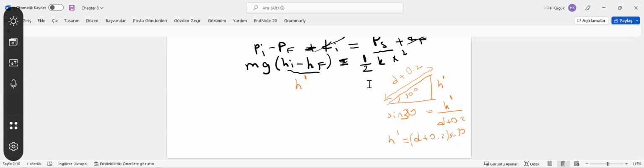I know m, what's the mass? Mass is 3 kilograms. I will use this formula. And g is 10. I don't know h. And 1 over 2 k. What's the k? k is 400. And x square is 0.2 meter squared. Finally, you can find this distance.